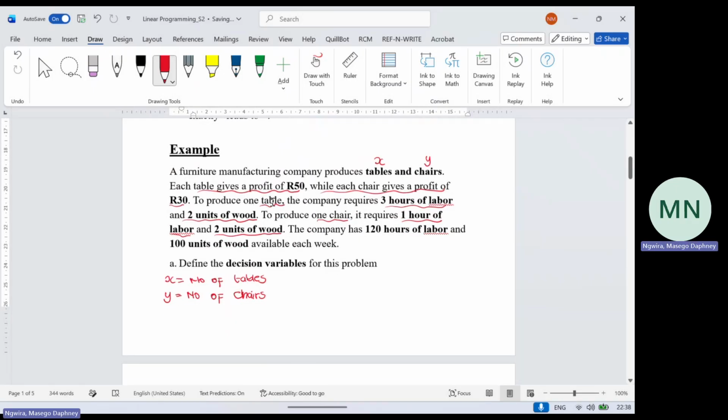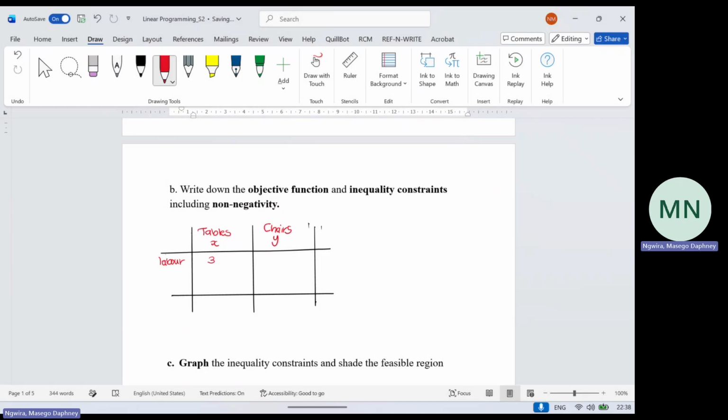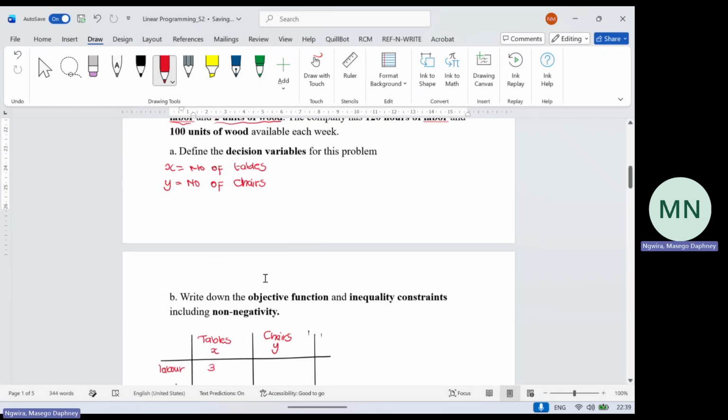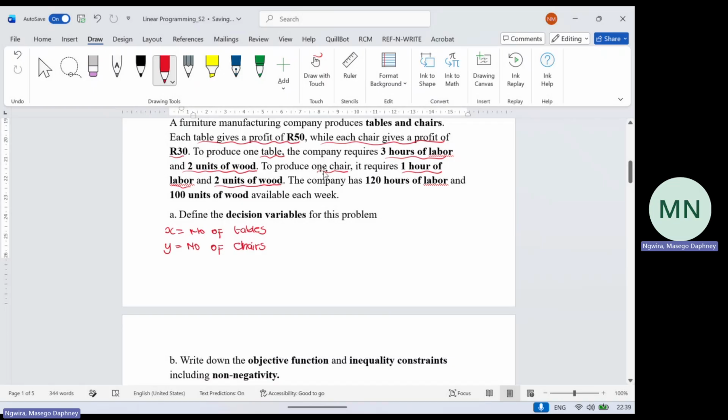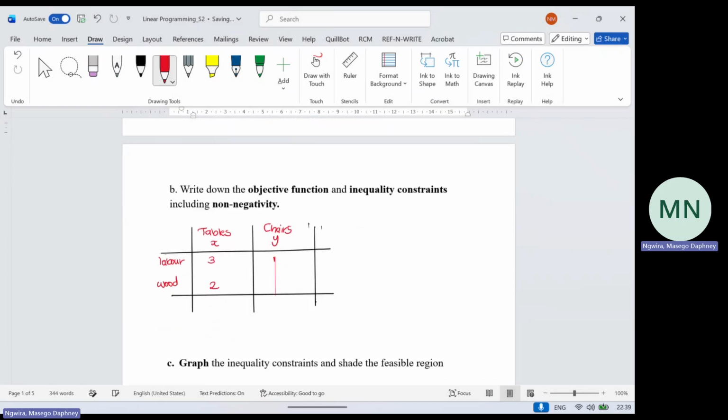To produce one table, the company requires 3 hours of labor and 2 units of wood. So this is 3 hours of labor, and then 2 units of wood, which means this will be wood. Now we go to chairs. To produce one chair, it requires 1 hour of labor and 2 units of wood.